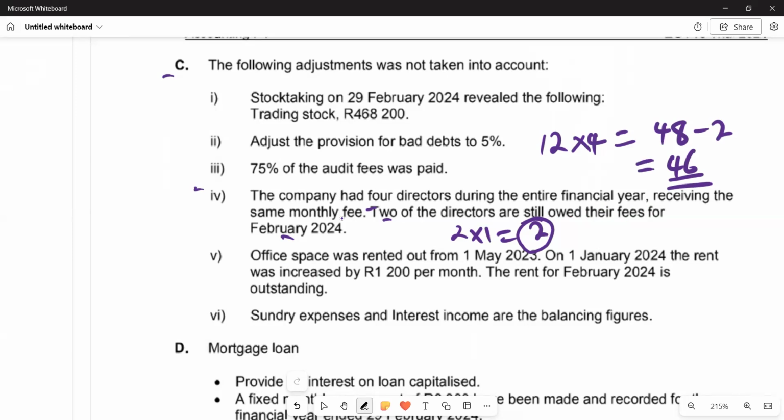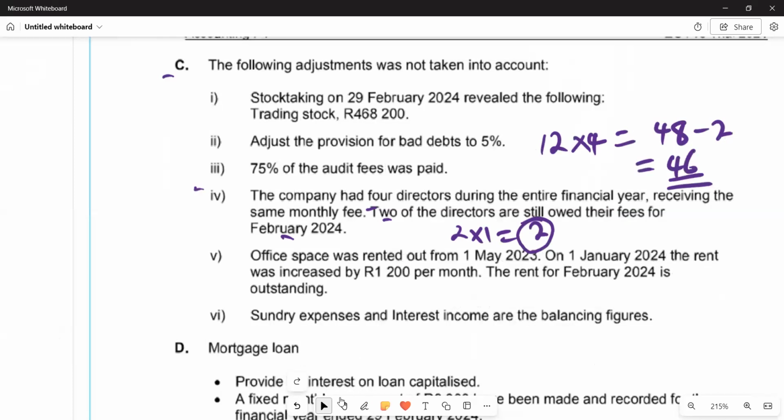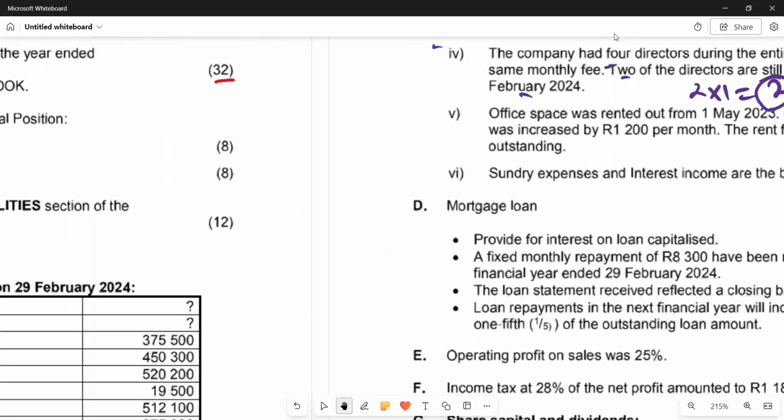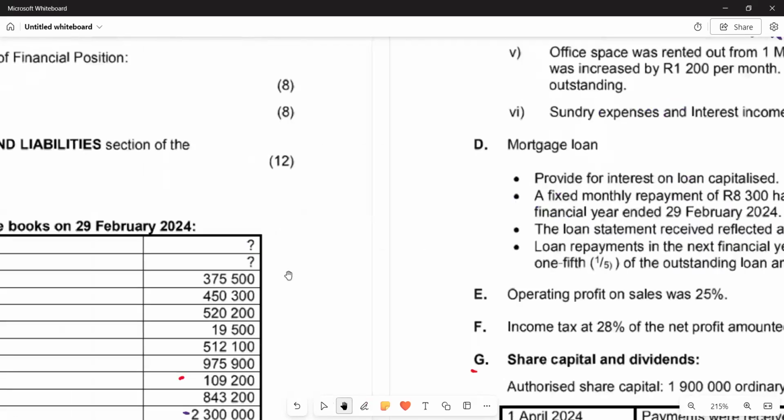So this is an accrual that we need to add to the figure that we are given in this balance. But for us to add them, we have to find the monthly fee that is supposed to be paid, and then we can multiply by 2 to get the total for the 2 months that are still owing. So we go to our additional information and try to see what we have. You see that the figure for directors' fees is 2,300,000 here.